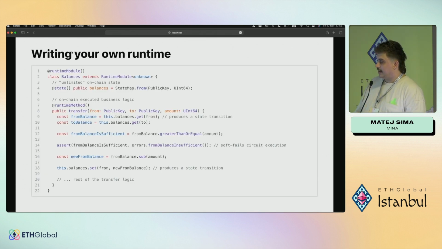Writing your own runtime for your own zk rollup is relatively straightforward. It's essentially the same developer experience that you get from L1 smart contracts, but you have more on-chain storage and you have on-chain execution. So this is, for example, how you would write a simple ERC20-like module with the ability to transfer balances from one account to another.